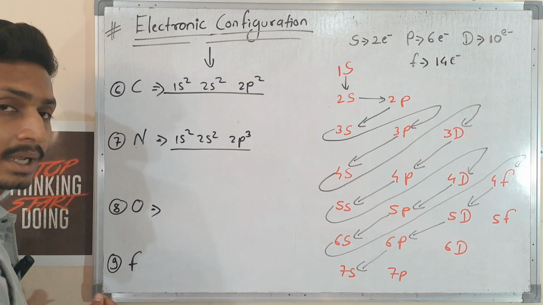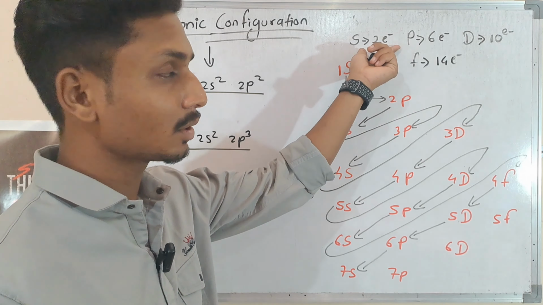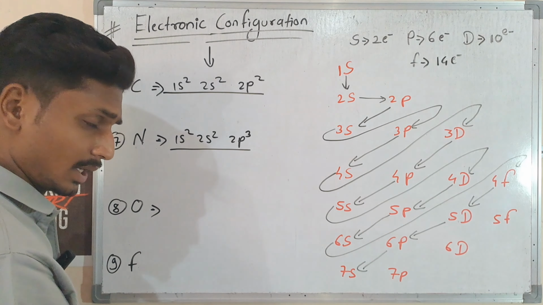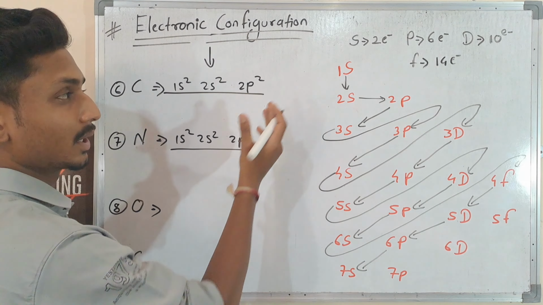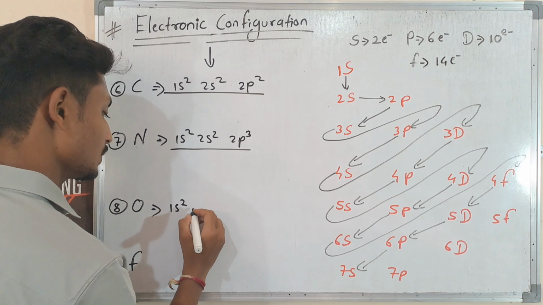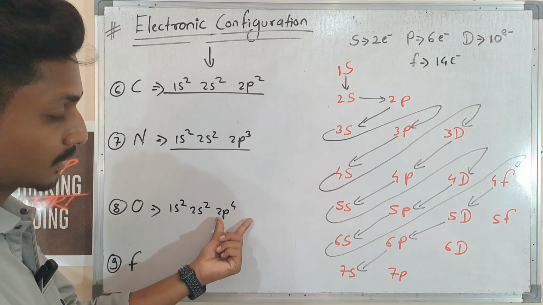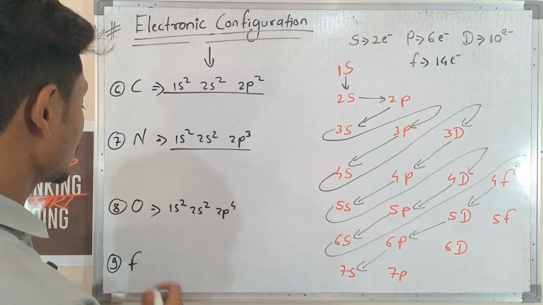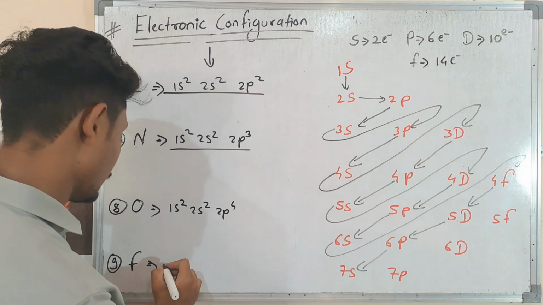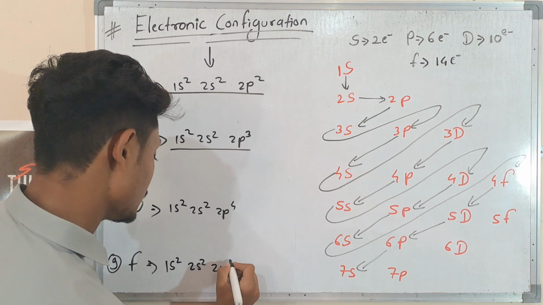Then oxygen, atomic number 8. First fill the electrons in 1s, which can occupy 2 electrons. Then 2s, 2p, 3s. This is the energy order of orbitals; electrons first occupy lower energy orbitals. So 1s2, 2s2, 2p4, which makes 8 electrons. For fluorine, the electronic configuration is 1s2, 2s2, 2p5.